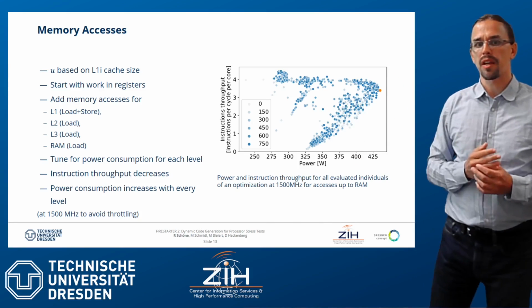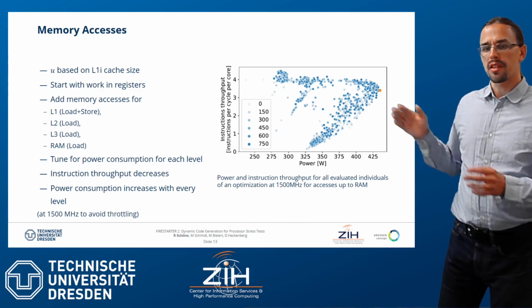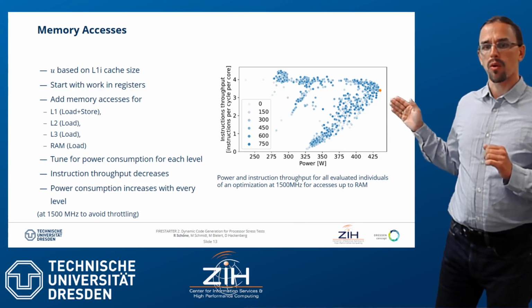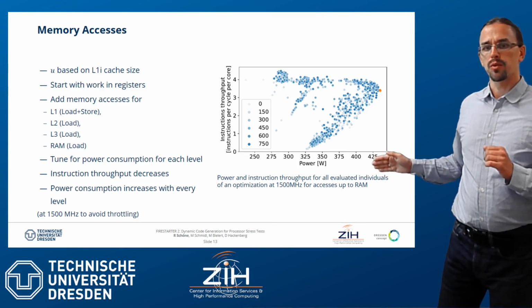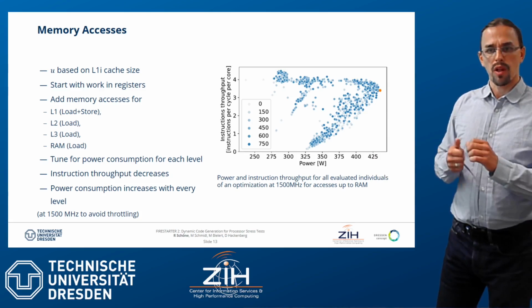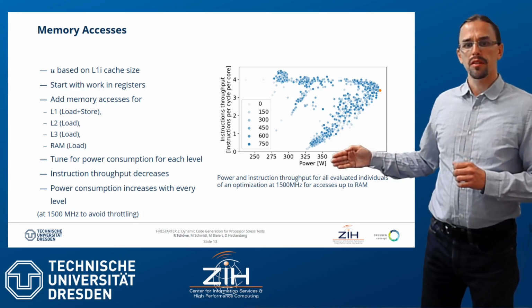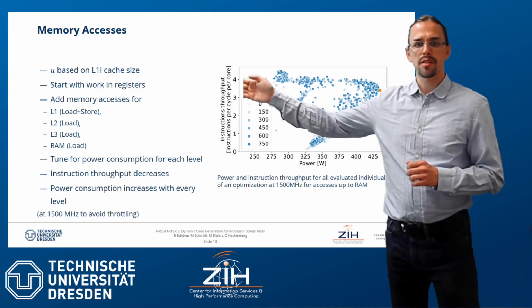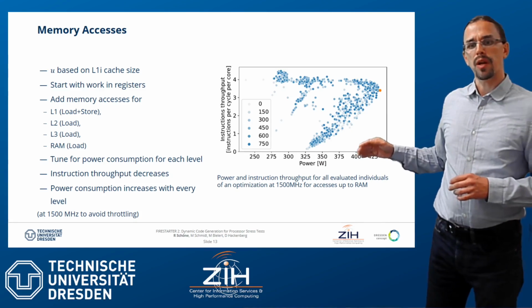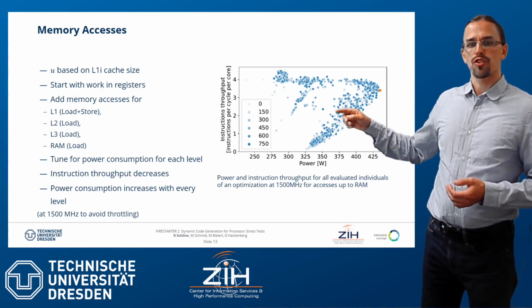And here you see what happens if you leave everything out and say, I want to just find the optimal power consumption when I tune for all memory accesses, so for L1, 2, 3 and main memory. Here you have the power on the x-axis and the instruction throughput on the y-axis, and it varies the memory references and learns here from each generation.